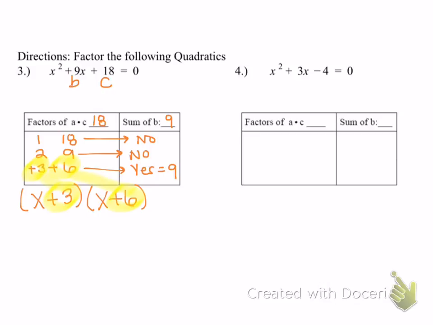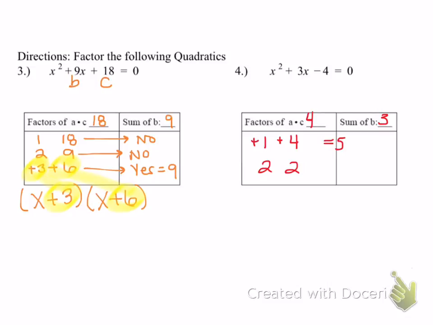Okay, well, let's go ahead and do number 4. So our goal for number 4 is to get factors of 4 that add up to 3. So we've got 1 and 4, we've got 2 and 2. Well, if you look at 1 and 4, could that get us 3 if they're both positive? Nope, that would get us a 5. So that's not the case.